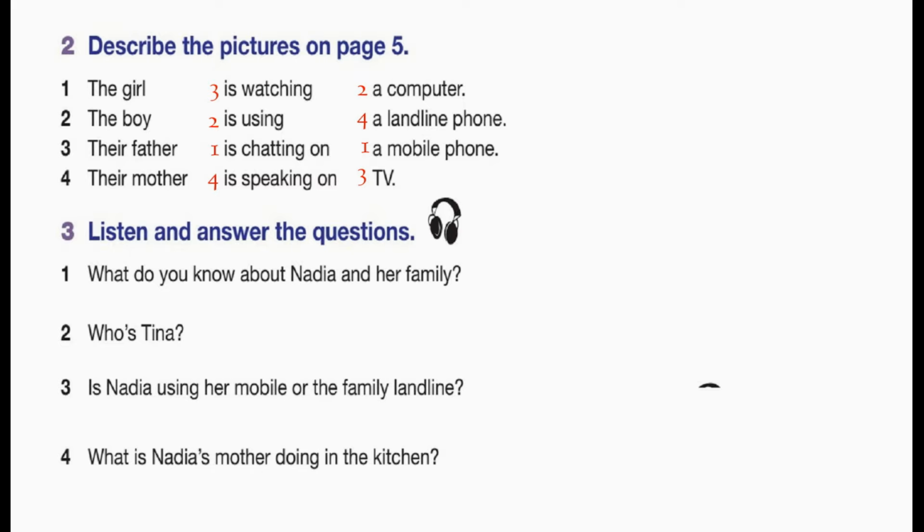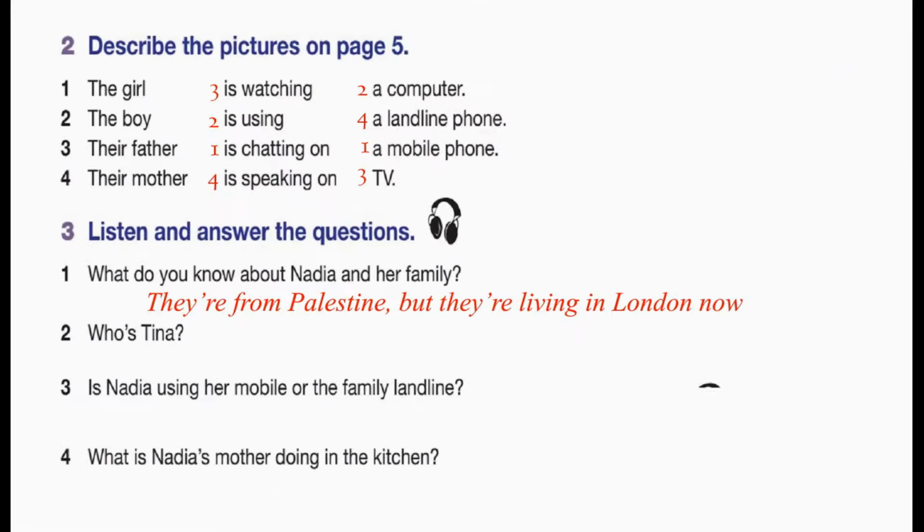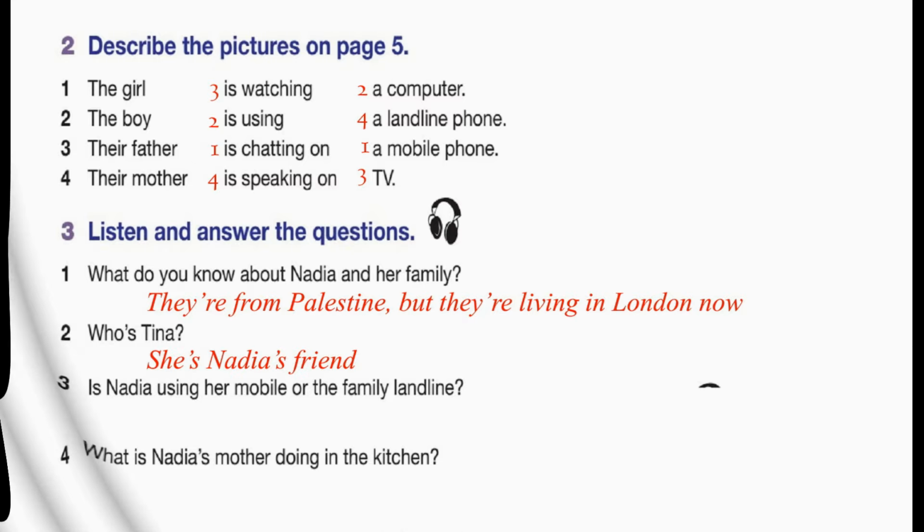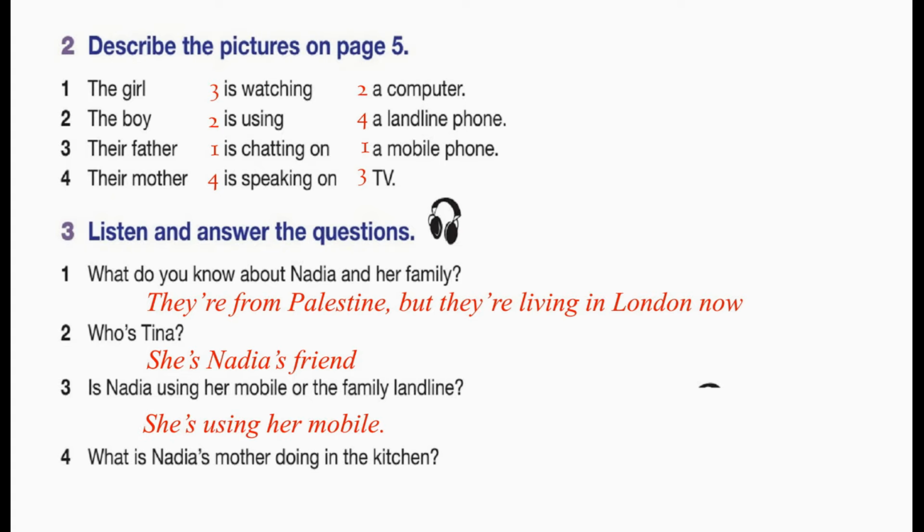Period 1. Activity 3. 1. What do you know about Nadia and her family? They are from Palestine, but they're living in London now. 2. Who's Tina? She's Nadia's friend. 3. Is Nadia using her mobile or the family landline? She's using her mobile. 4. What is Nadia's mother doing in the kitchen? She's talking to Nadia's grandmother on the landline.